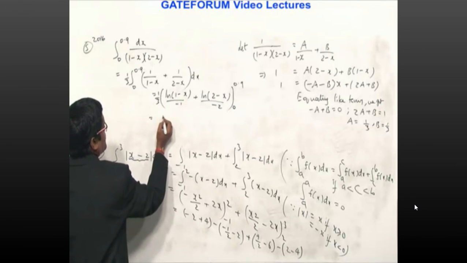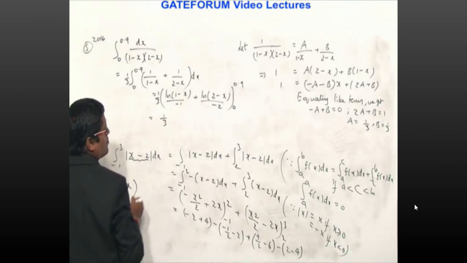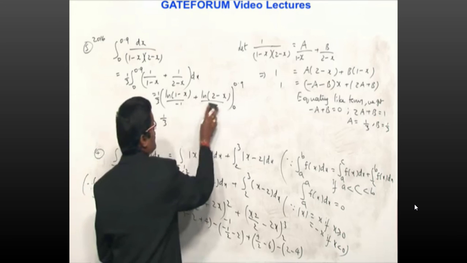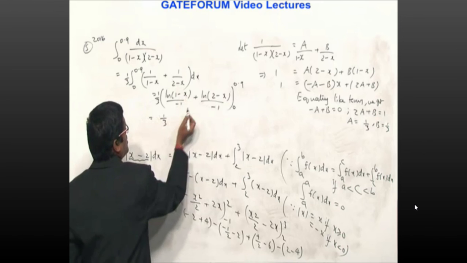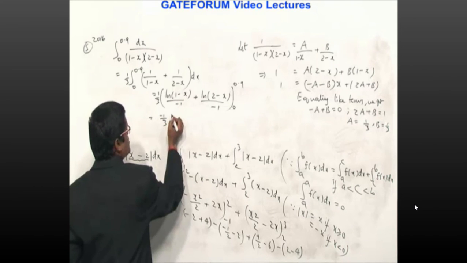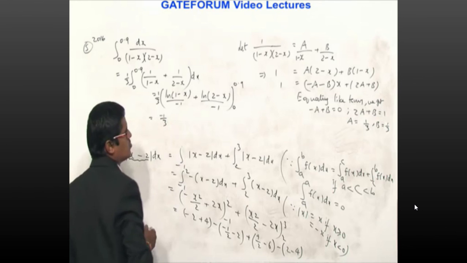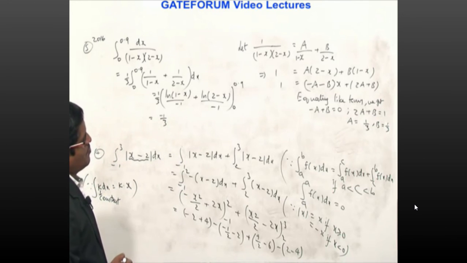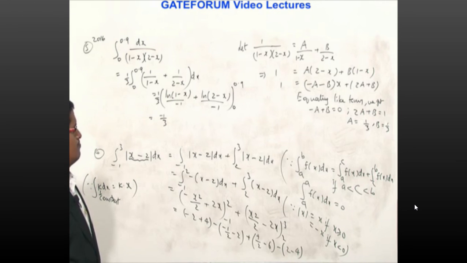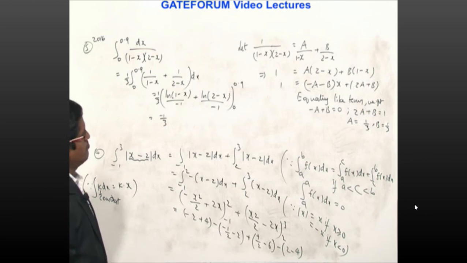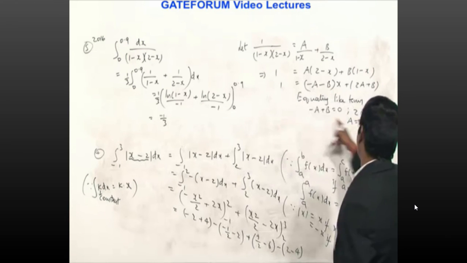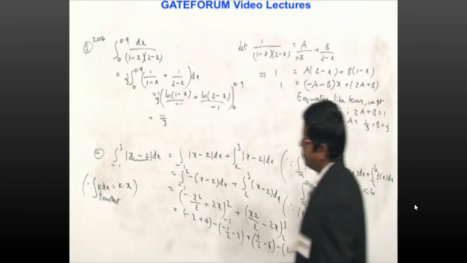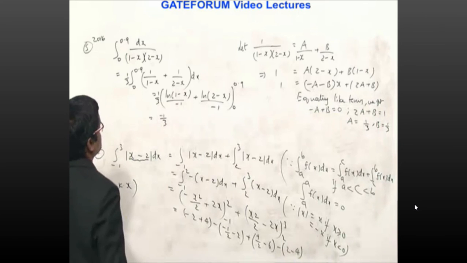So in this 1 by 3, this is also minus 1, dividing by the x coefficient. In both, the x coefficient is minus 1. So I can take minus common.